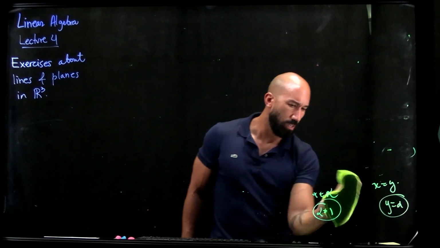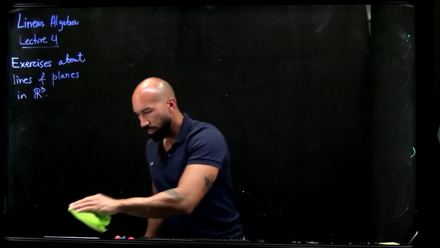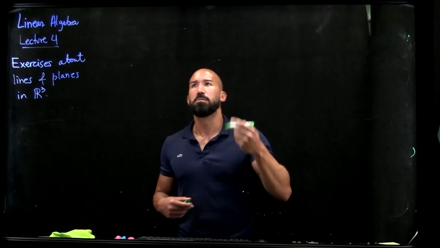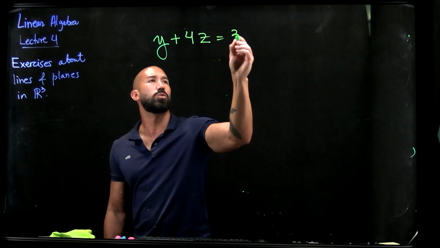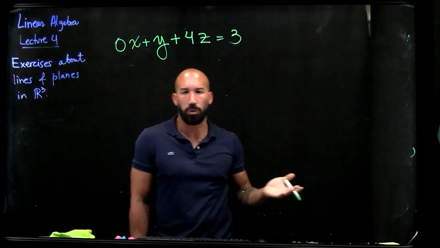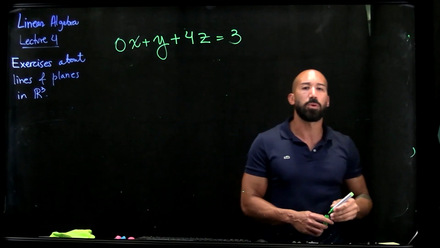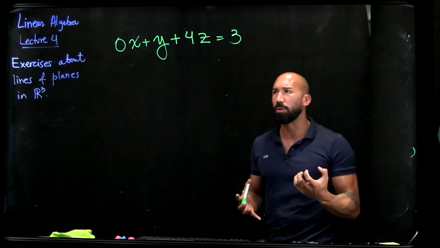Okay? So let's say that I give you something like this: y plus 4z equals 3. So that means that the coefficient of x is 0. That's the reason why x is not appearing in that equation. What is the meaning of that? What is the geometrical meaning of that?